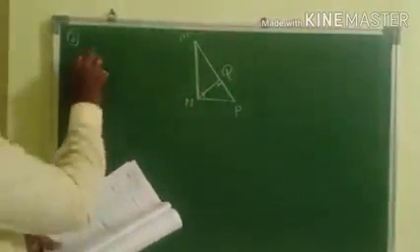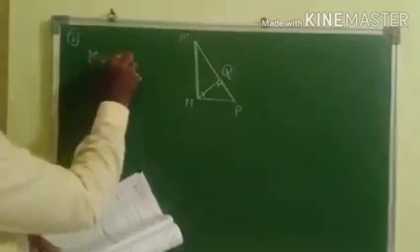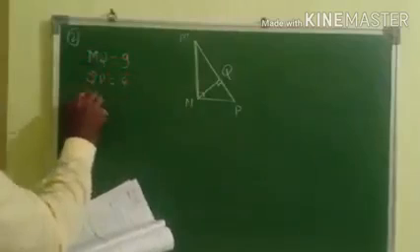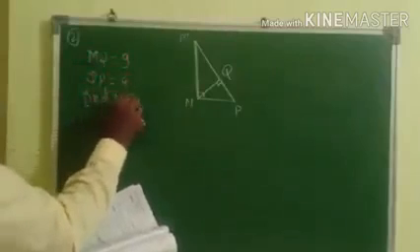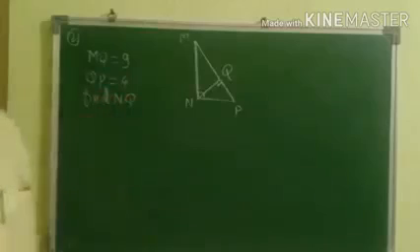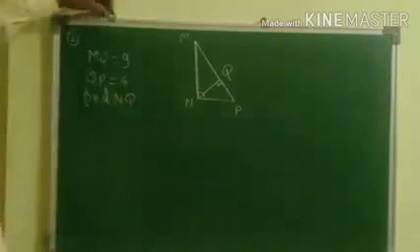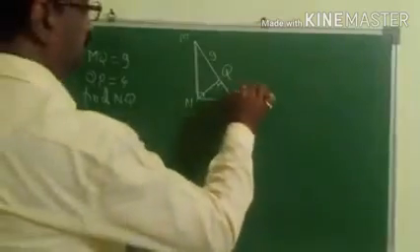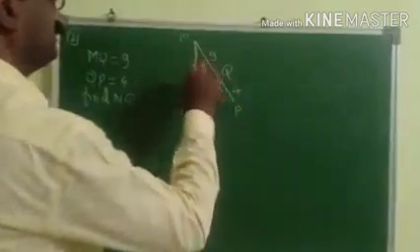What are the given things? MQ is equal to 9, QP is equal to 4, and we have to find NQ. So MQ, this length, is 9. QP, this length, is 4, and we have to find this one.